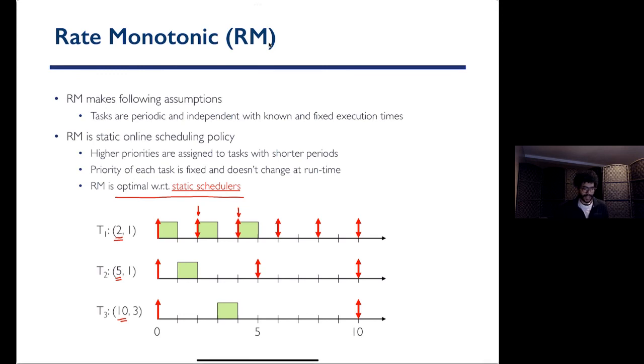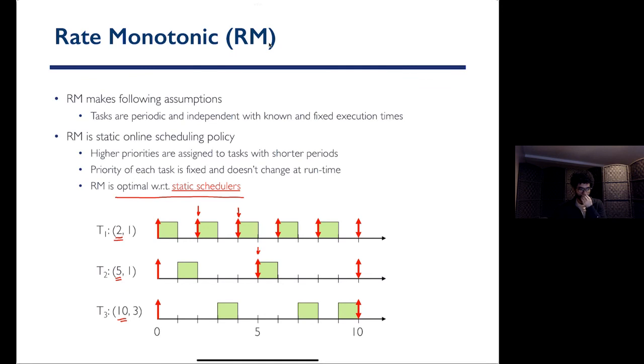Now, at time 5, I get a T2 job. So I have a T2 job and I have a T3 job to execute. Which one has higher priority? Well, T2 has higher priority, so I'm going to run that. Then I get a job from T1, so I'm going to run T1. And at this point, I don't have any job from T1 or T2, so I can go and run T3. So I run T3, and so on and so forth.